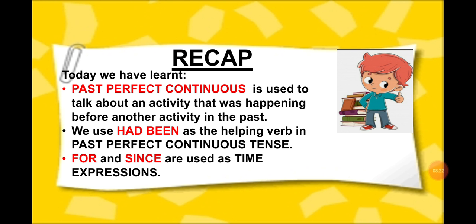Recap what we have discussed in this lesson. We have discussed the formation and usage of past perfect continuous tense. We use the helping verb had been with past perfect continuous tense, and to express the time duration we use the words for and since. I hope you understand it.